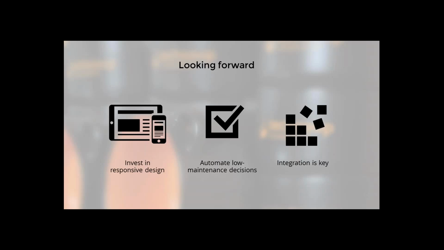There isn't a tool or an application that will magically make this happen for you. So here are 3 tips. If you haven't already done so, invest in responsive design. This way, at least visually, your user experience will be consistent. The second thing is to automate low maintenance decisions. This means if there are any decisions that will help the user move along with participating in your program, automate it for them.